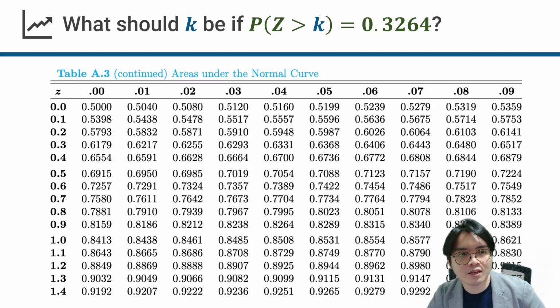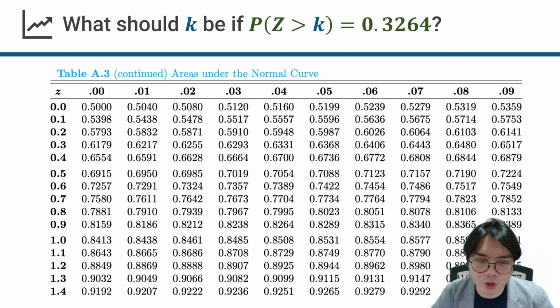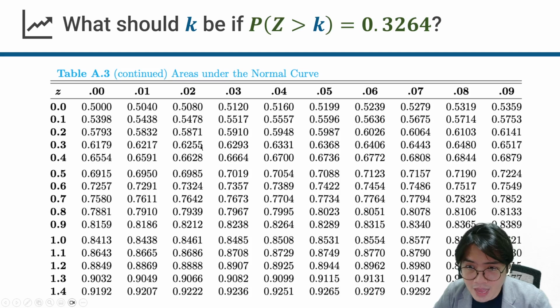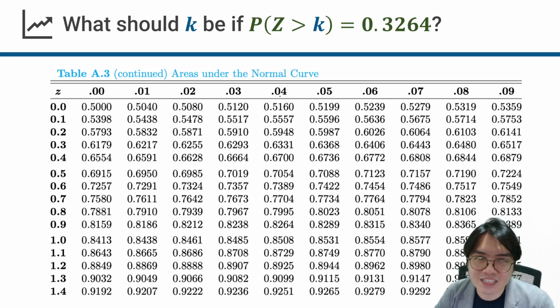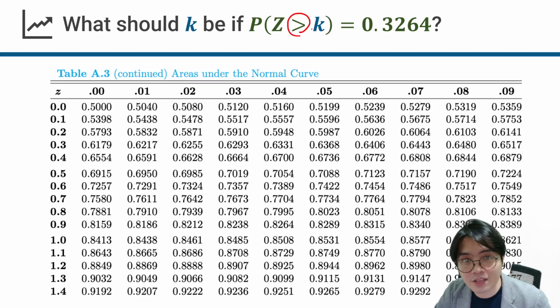Okay. Next, what should K be if Z greater than K is 0.3264? Notice that we are in the wrong table, because for 0.3264, all of the values here are bigger than 0.5. But we're not. We're in the correct table. Why is that? Because now look at this. This is now greater than.